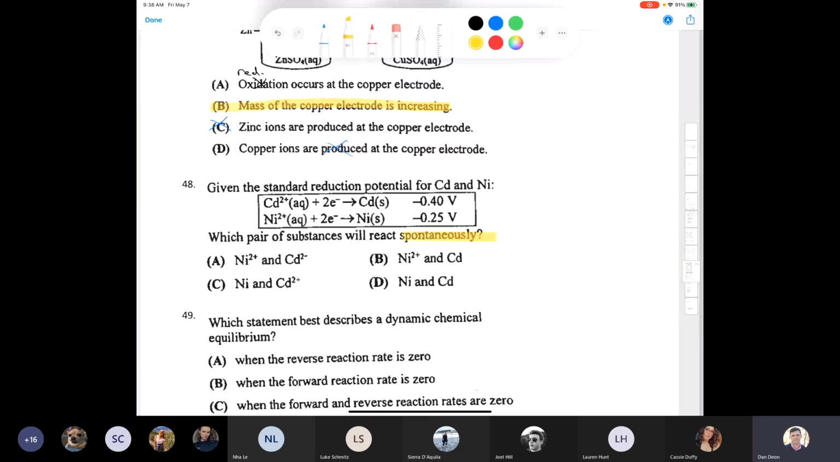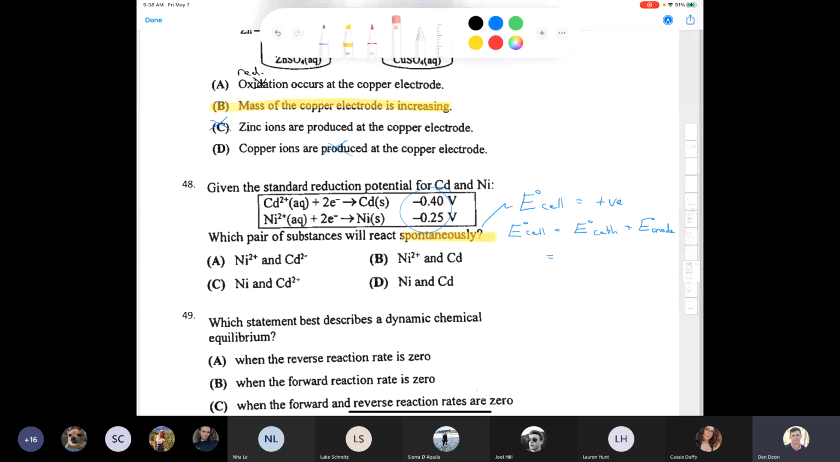Well, you know that in order for the cell to react spontaneously, the E cell has to be a positive number, right? If our E cell is positive, then our delta G is negative. And we also know from the last question that the standard cell potential is going to be equal to the standard reduction potential of the cathode plus the standard reduction potential of the anode. Well, how would I combine these two numbers, negative 0.25 and negative 0.4?